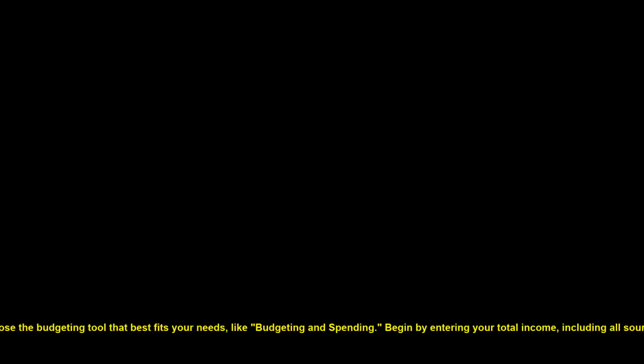Begin by entering your total income, including all sources. Next, input your fixed expenses, such as rent or mortgage, utilities, and insurance. Add any variable expenses, such as groceries, entertainment, and personal spending.